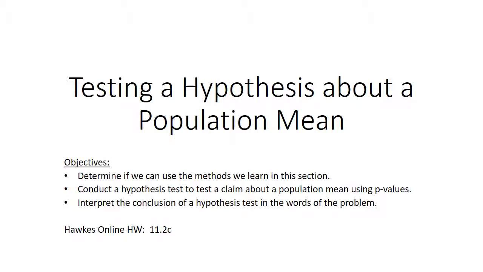Hello, this is Tracy. We are going to test a hypothesis about a population mean. Our objectives are to determine if we can use the methods we learn in this section, conduct a hypothesis test to test a claim about a population mean using p-values, and interpret the conclusion of a hypothesis test in the words of the problem. And your homework is listed.